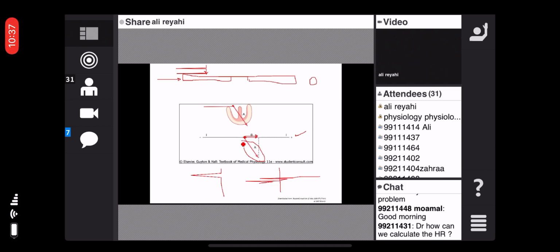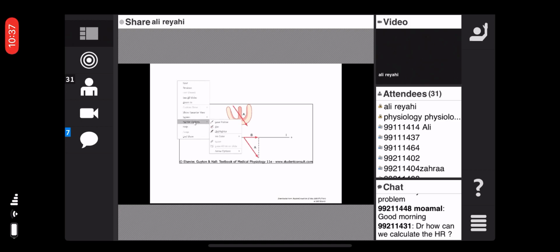Pardon me, this mouse is not working correctly. Let's consider that we have this axis, X and Y. We are looking at this vector A.